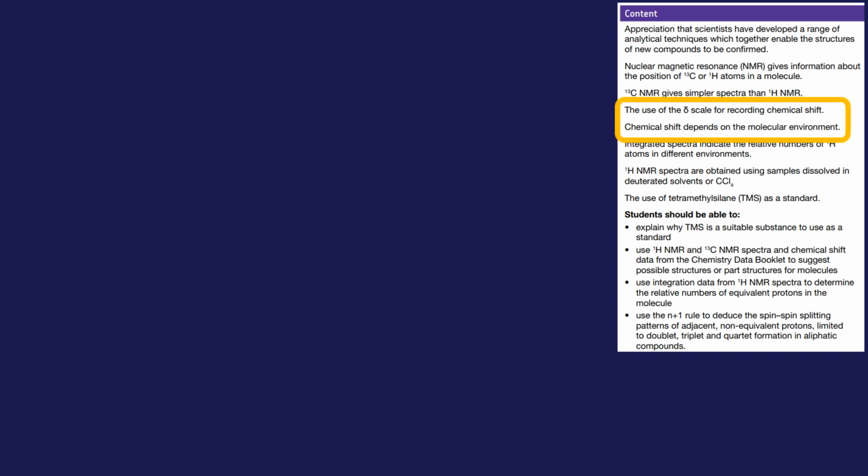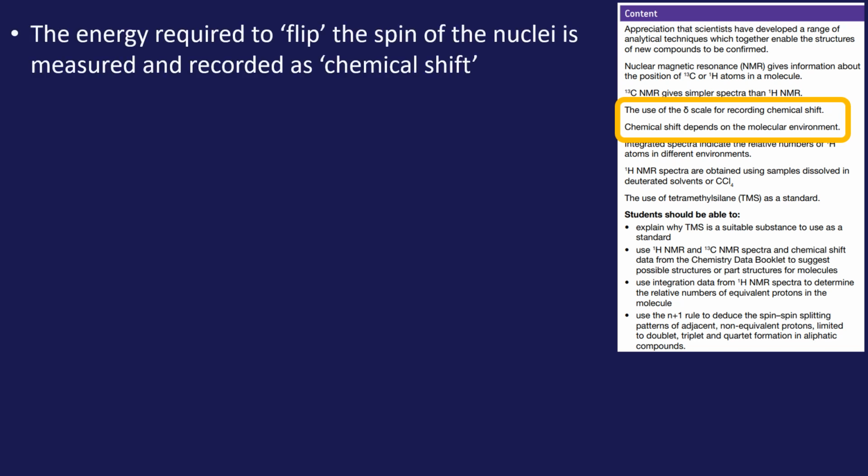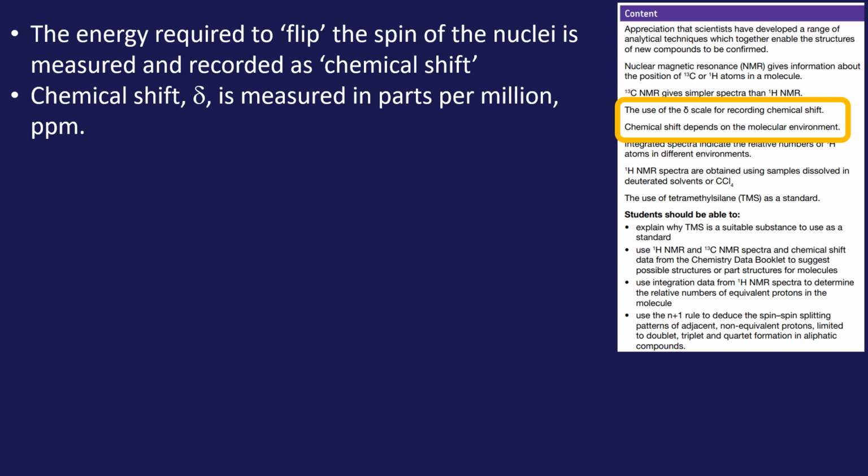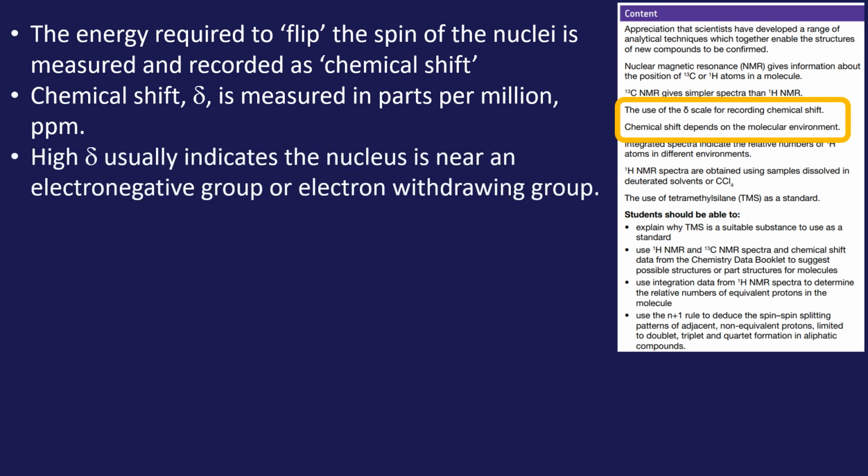Okay, so let's have a look at the idea of how we measure this chemical shift. The energy required to flip that spin is measured and recorded as a chemical shift. The chemical shift is measured in parts per million, ppm. And a high chemical shift usually indicates that the nucleus is near an electronegative or an electron withdrawing group.